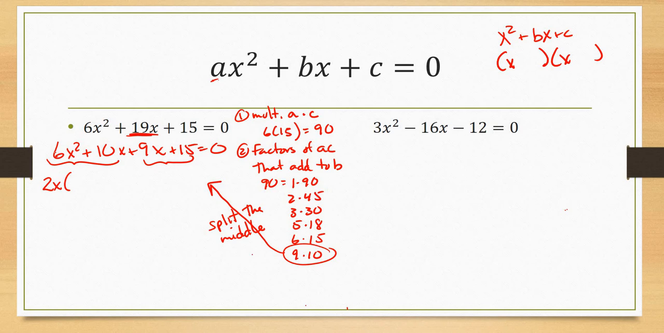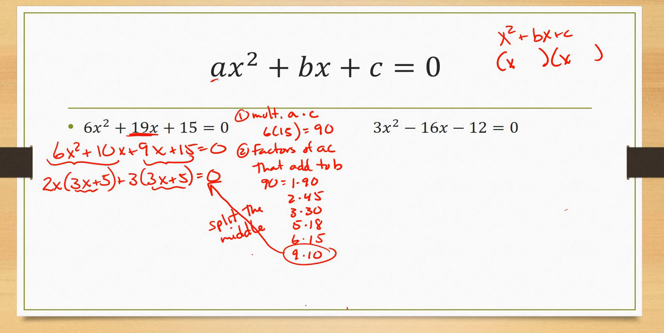So if I factor a 2x out of 6x squared, that leaves me with 3x. If I factor a 2x out of 10x, it leaves me with 5. Over here, 9 and 15, I'm going to factor out a 3, and that leaves me with 3x plus 5 as well. Notice that these two are the same. If they're not, you've done something wrong. You need to start again.